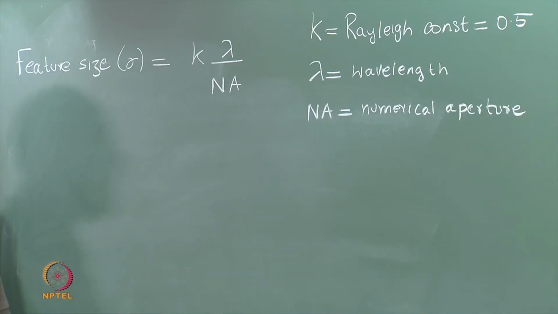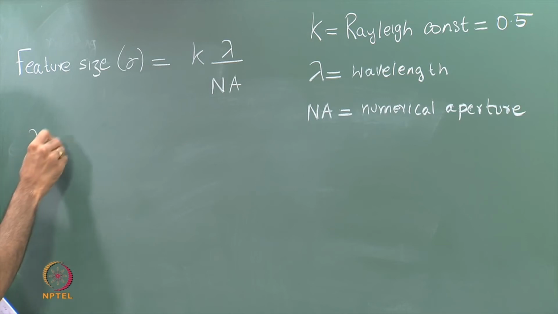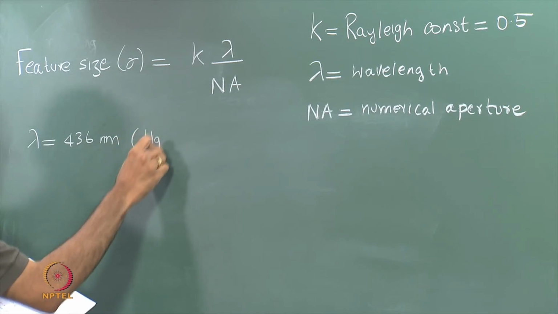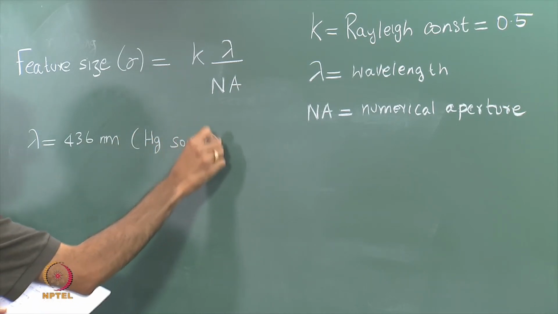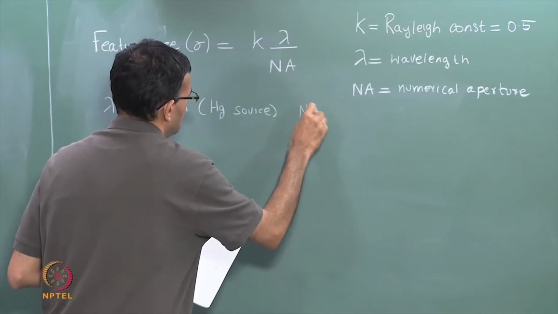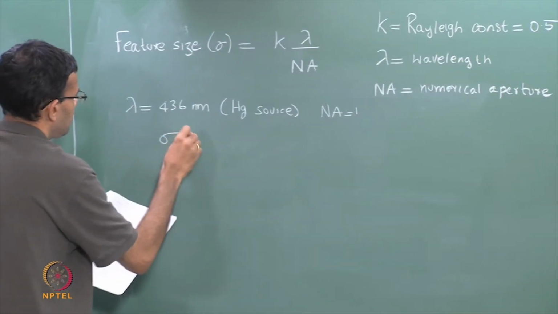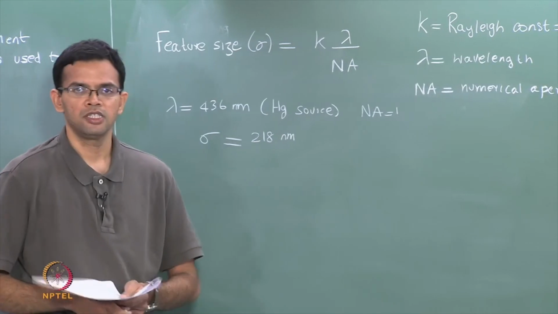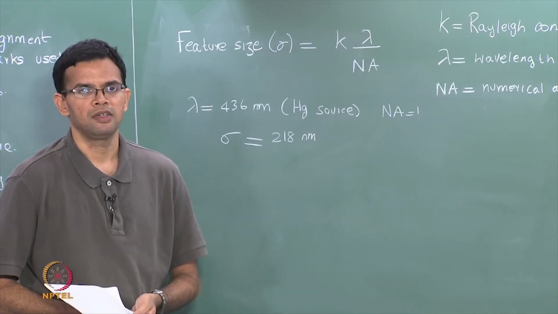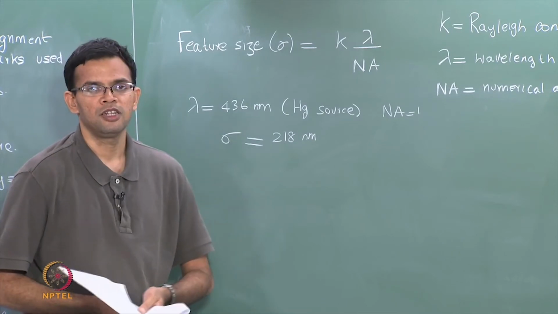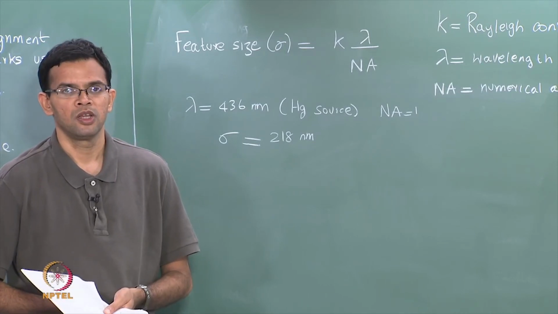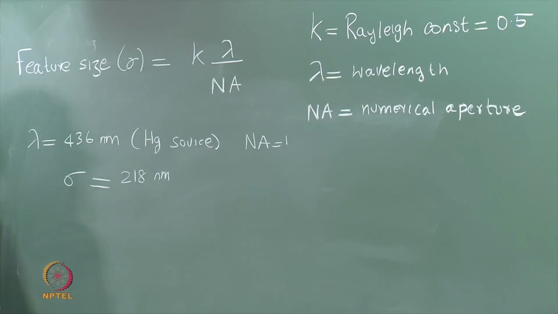To give you some typical numbers, if lambda is 436 nanometers, this is for a typical mercury source, and the numerical aperture is 1, the feature size sigma is 218 nanometers. So this refers to the smallest size that can be patterned onto the wafer. But we know that typical devices now have dimensions of the order of tens of nanometers. So one way to achieve that is to reduce the wavelength of the light that is being used.